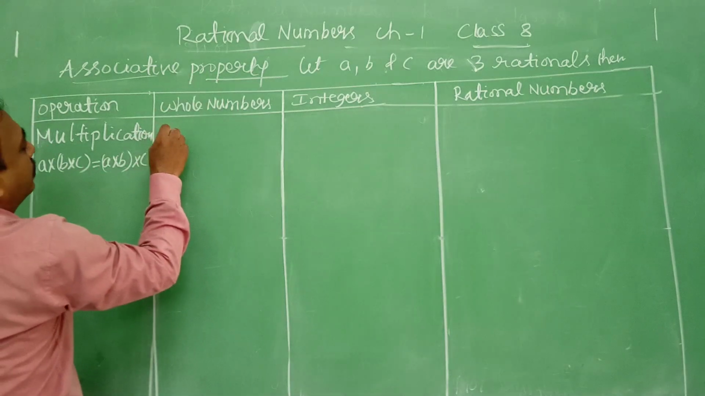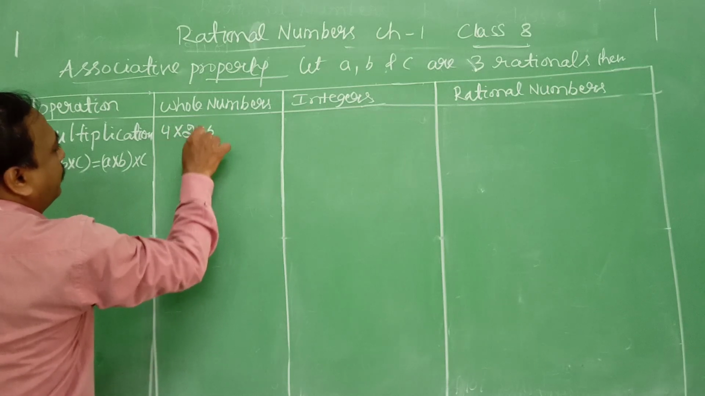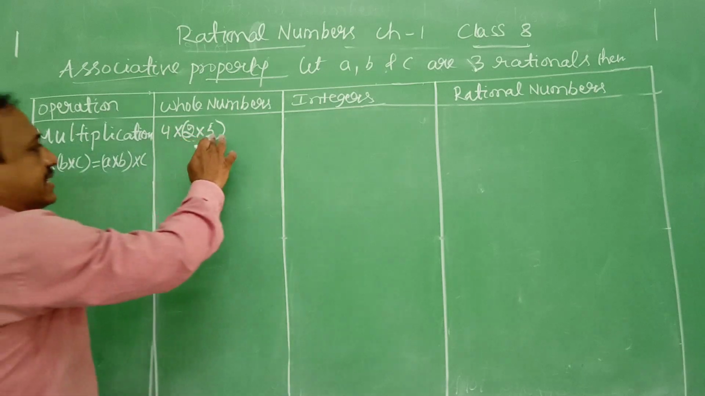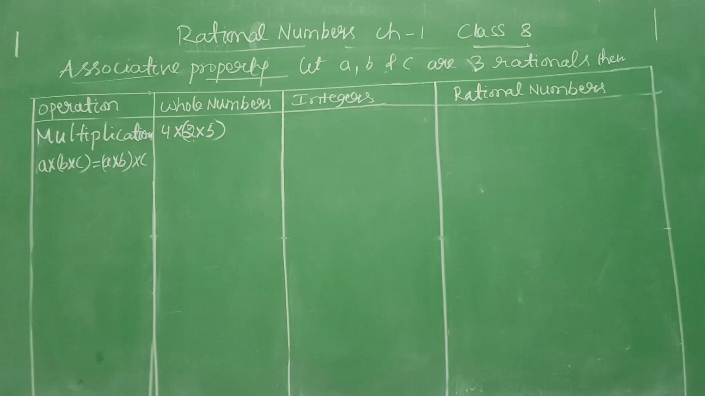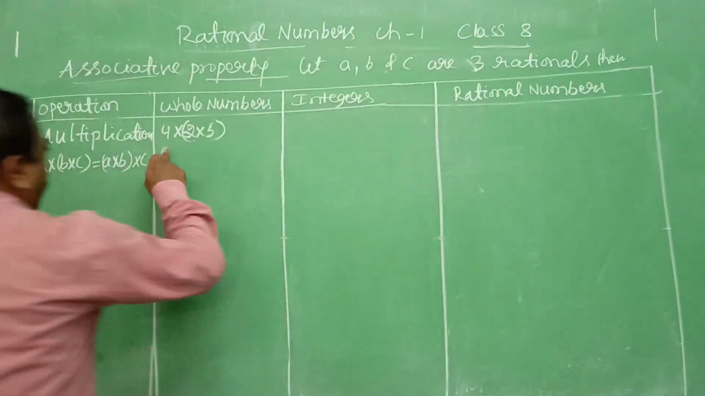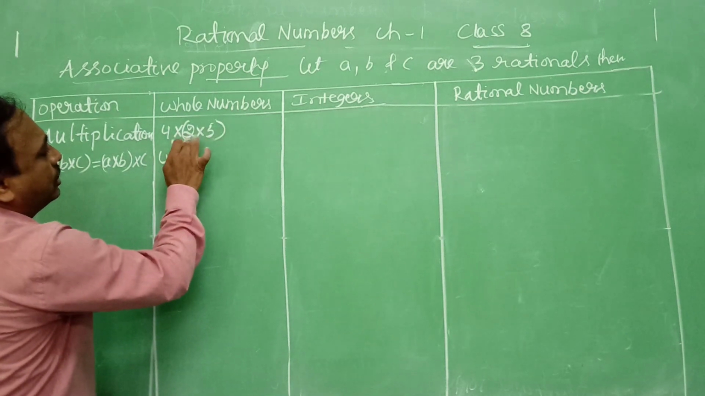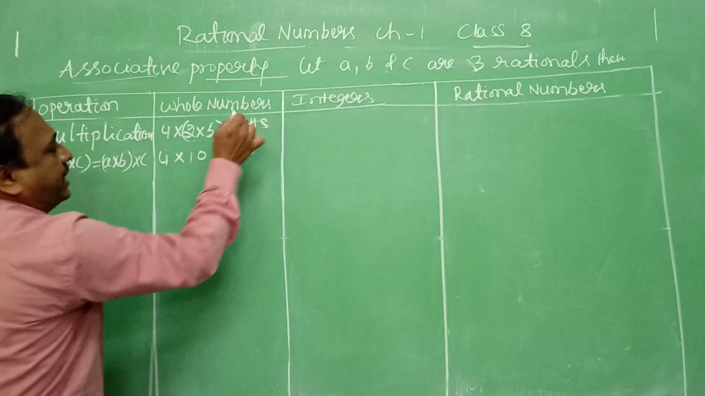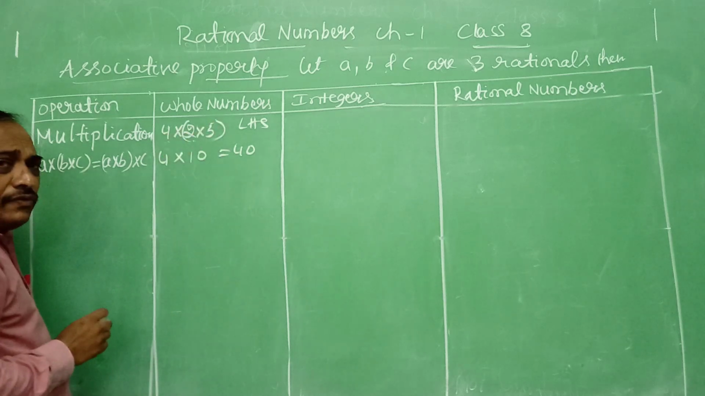If you take any number, 4 into 2 into 5. So A is 4, B is 2, C is 5. A into B into C. So A value 4, B value 2, C value 5. 4 into 2 5s are 10, which is equals to 40. This is LHS part. Similarly, we go for RHS part.